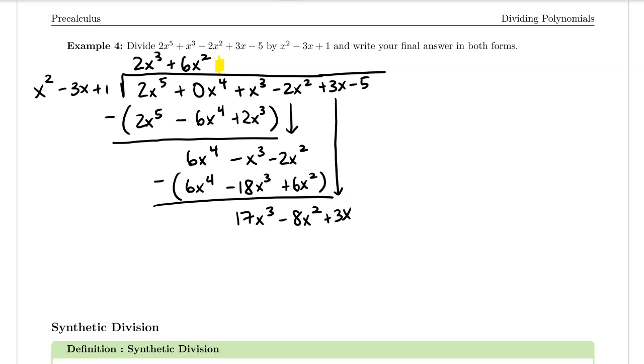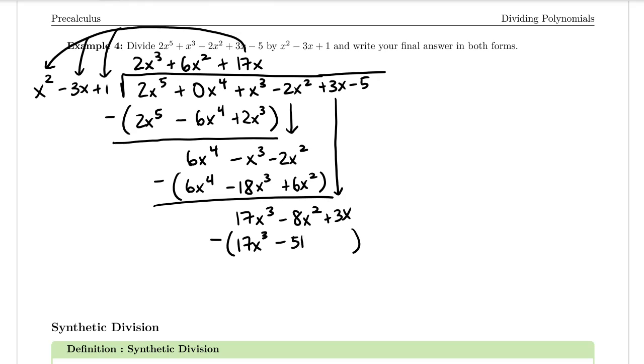So that looks like it's going to be plus 17x. So now I'm going to take 17x, multiply it to each of these terms. That's going to give me 17x cubed minus 51x squared, and then plus 17x. So now I'm going to go ahead and subtract vertically.